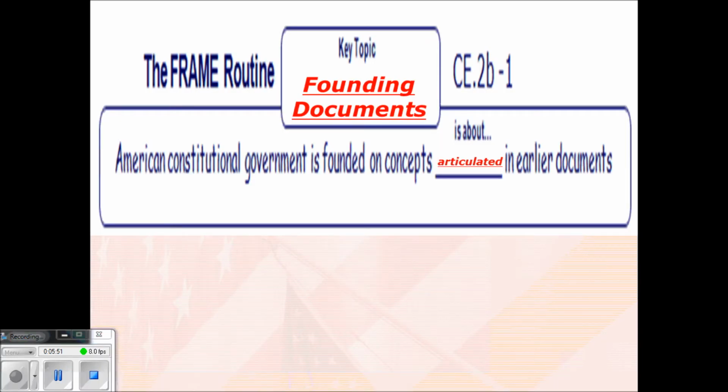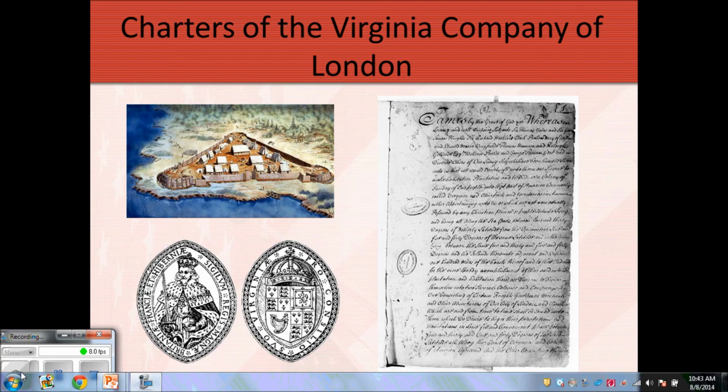Moving on to our next frame, make sure you have the right one. Make sure it says CE.2B-1. And you're going to fill this in at the top with our key topic being our founding documents. Our American constitutional government is founded on concepts articulated in early documents. Pause the screen if you need to and fill this in.